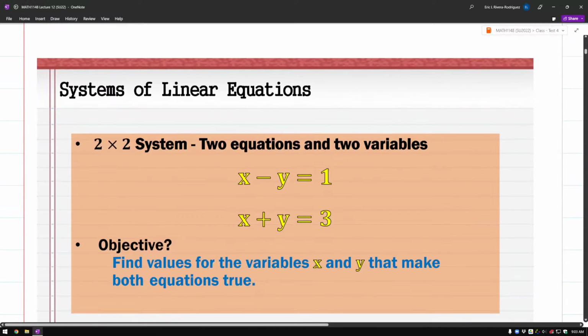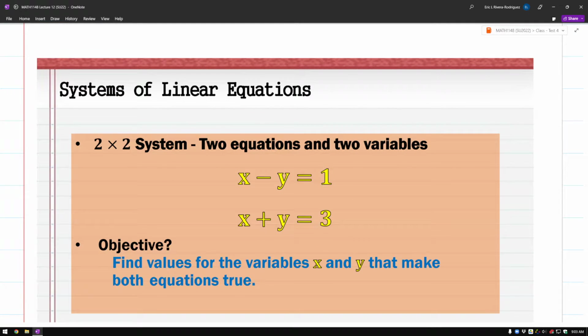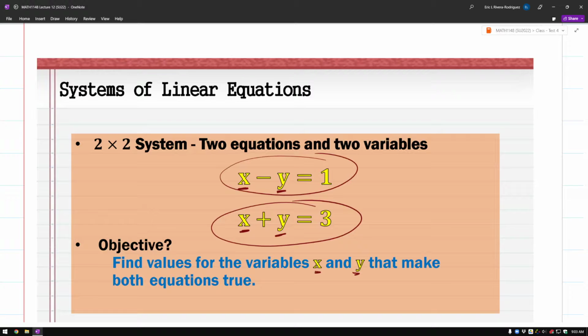Okay. The objective, when we say we solve this system of equations, is to find values for x and y, those two variables. It could be a, b, it doesn't matter the letter that we use for the variables. Those are the solutions. So when we find values for x and y, the variables that are part of the system, those values make both equations true at the same time.